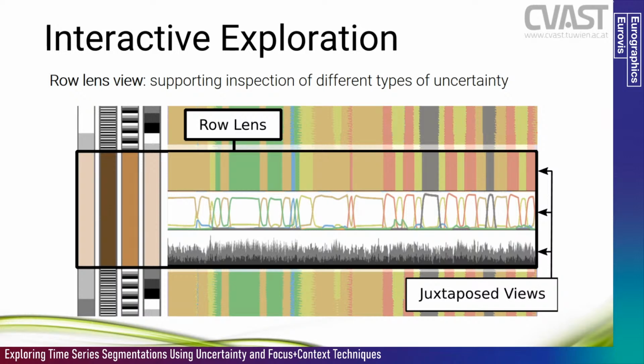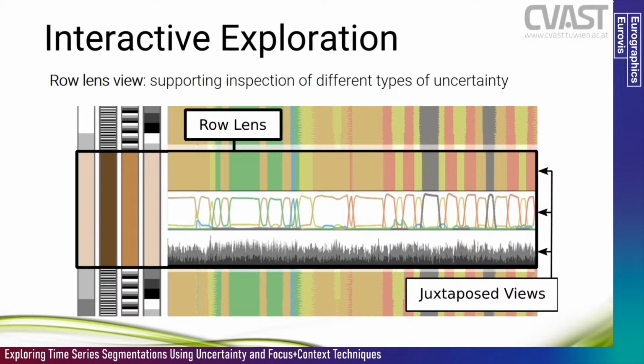One important component of our solution are different kinds of interaction techniques. The first interaction technique that we provide is a row lens view to support the inspection of different types of uncertainty. This row lens allows for vertically zooming into a segmentation result of interest. In this example, the lens area is used for showing three juxtaposed views displaying, from the top to the bottom, segmentation coloring, label probabilities as line plots, and the value uncertainty as stacked area plots. The parameter values are color highlighted and provide detailed information on mouse over interactions.